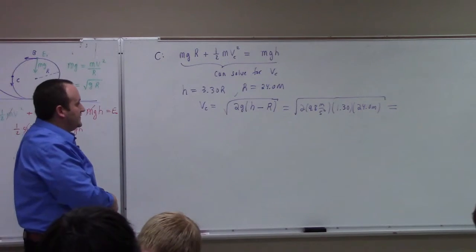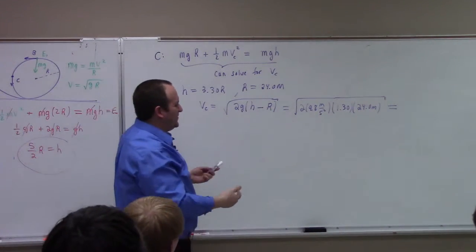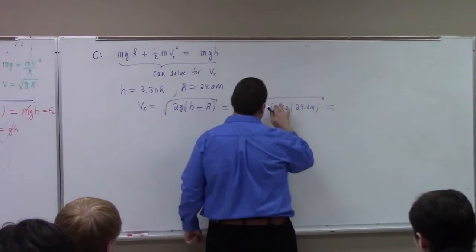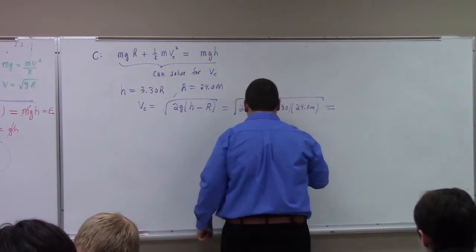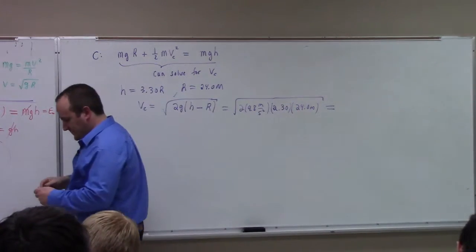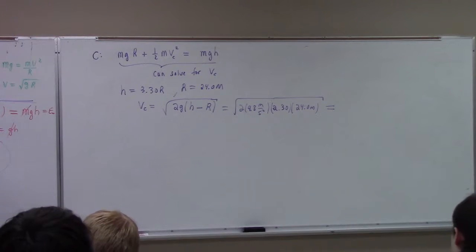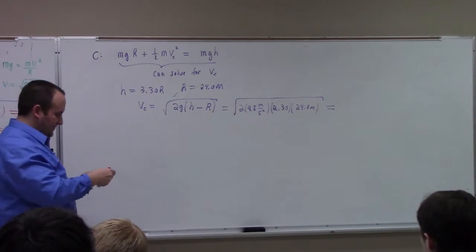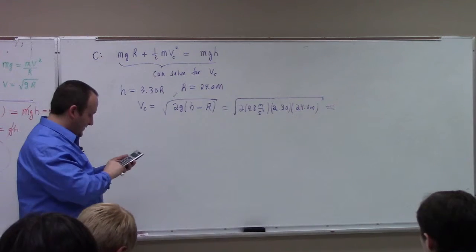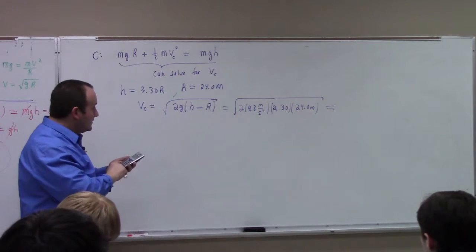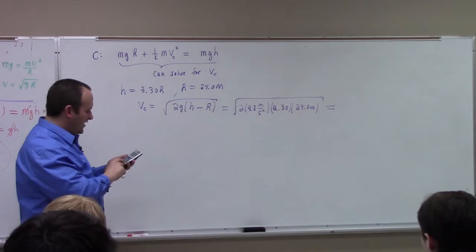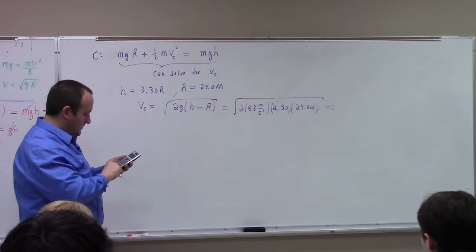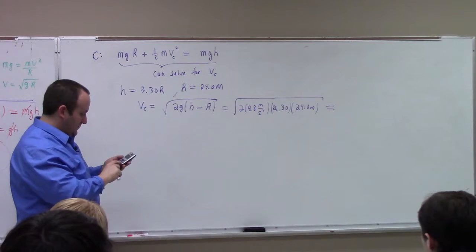3.3 minus 1 is 2.3. Good grief. Seriously. Goodness gracious. What is wrong with me? Don't answer that. So you're 2 times 9.8 times 2.3 times 24. I missed 24.